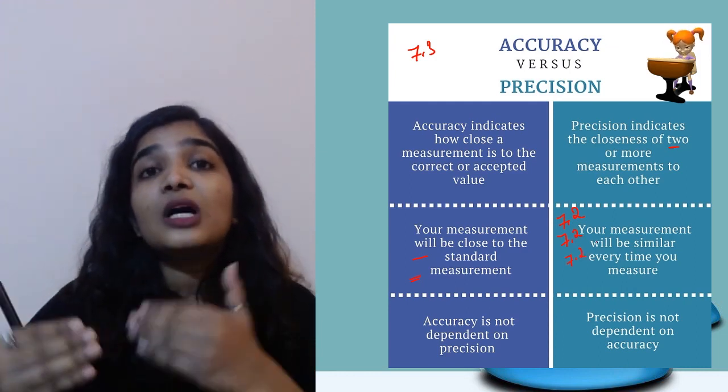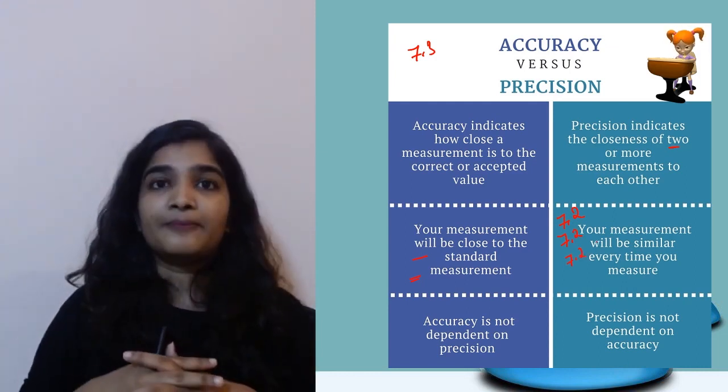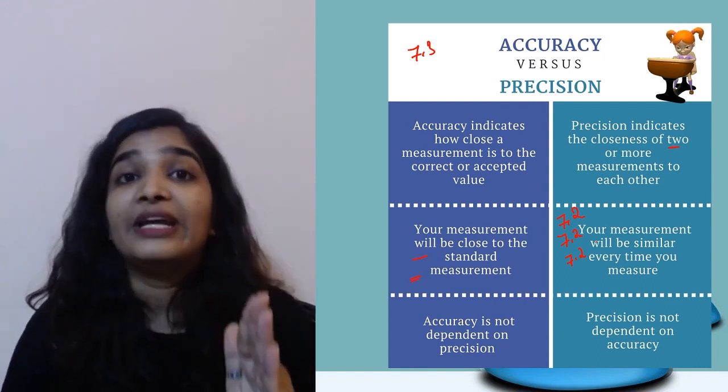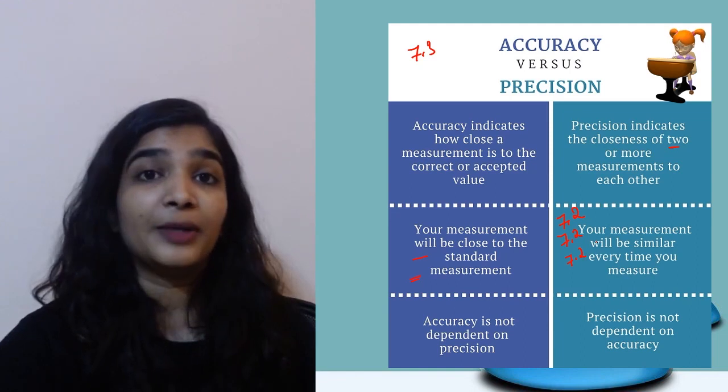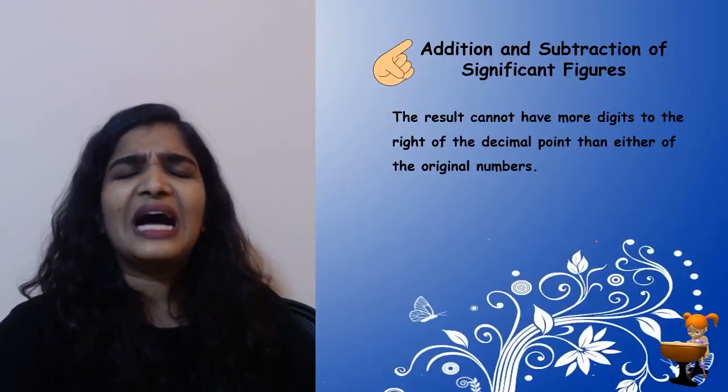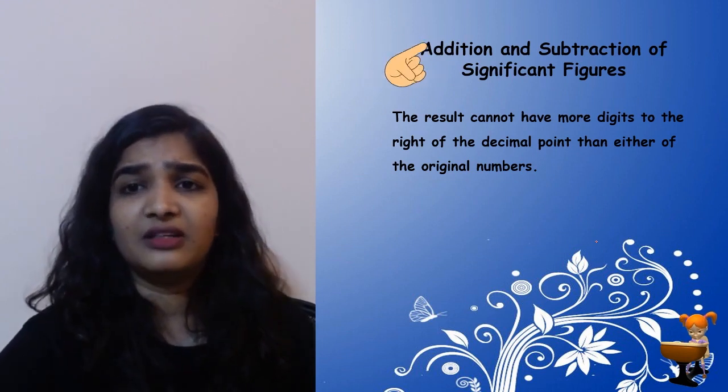So all your measurements are very similar to each other. And one thing, accuracy is not dependent on precision, whereas precision is also not dependent on the accuracy. Now, how to add and subtract these significant figures?